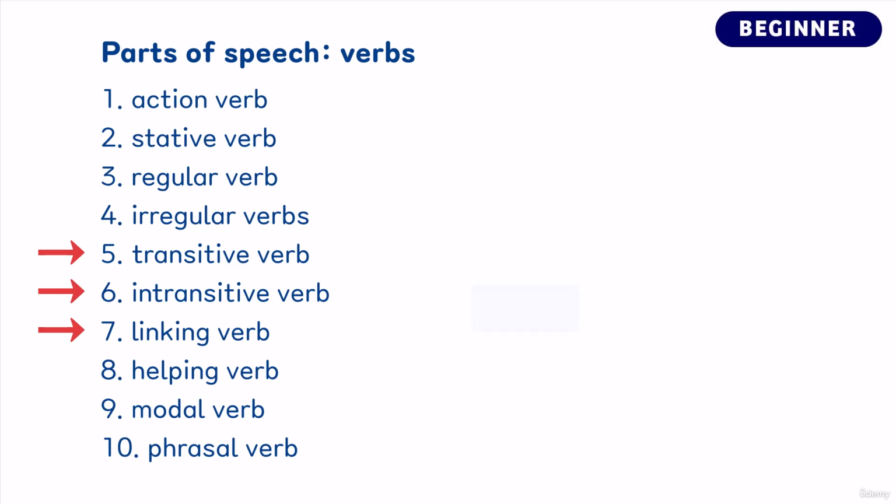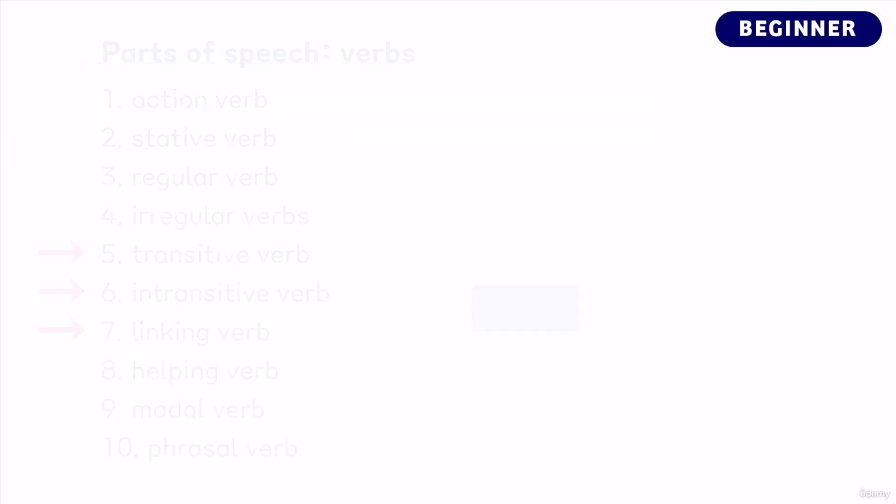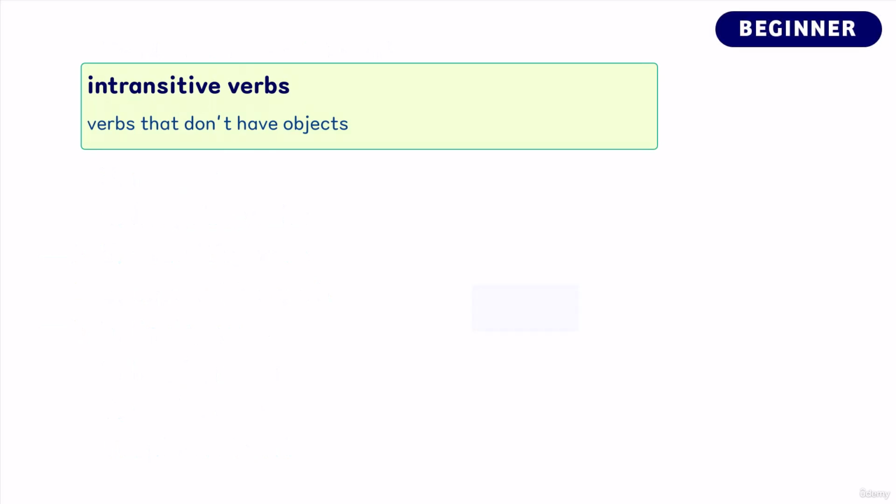Let's begin with intransitive verbs. Intransitive verbs are verbs that don't have objects. For example, with verbs like to sleep or to run, we don't say what we slept or what we ran. We just say I sleep or he runs. These sentences are complete ideas. So these verbs are called intransitive, verbs that don't have an object.